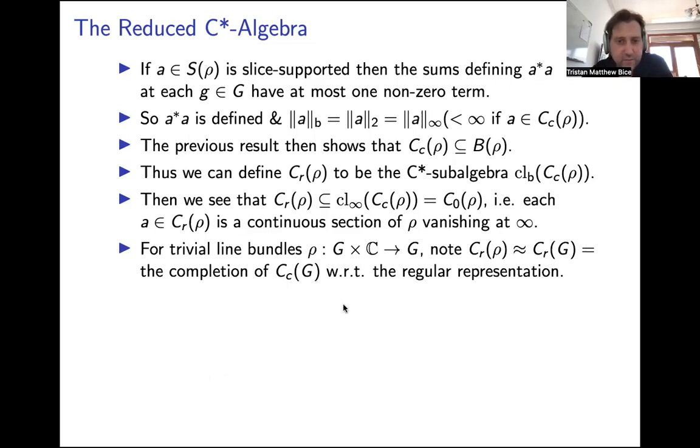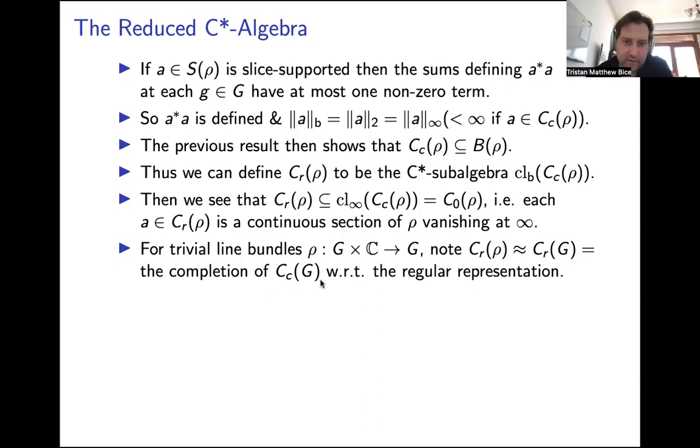So you can, in particular, do this with these trivial Fell line bundles that I mentioned before. You just take any locally compact Hausdorff étale groupoid G, look at the product with complex numbers, look at the canonical projection. That gives you a trivial kind of bundle. In this case, the reduced Fell bundle C star algebra is really the reduced groupoid C star algebra that we looked at some lectures ago, which we originally defined as the completion of the compactly supported elements with respect to the operator norm you get from the left regular representation.